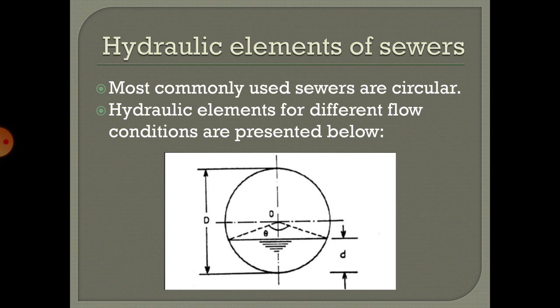Along with that, there are certain hydraulic elements to be considered while designing the sewers. The most commonly used sewer is the circular sewer. Hydraulic elements of the different flow conditions are presented below. If we see the figure, it shows the partially full and completely full conditions.